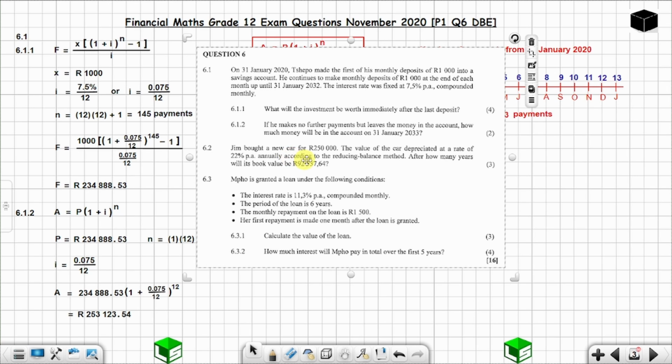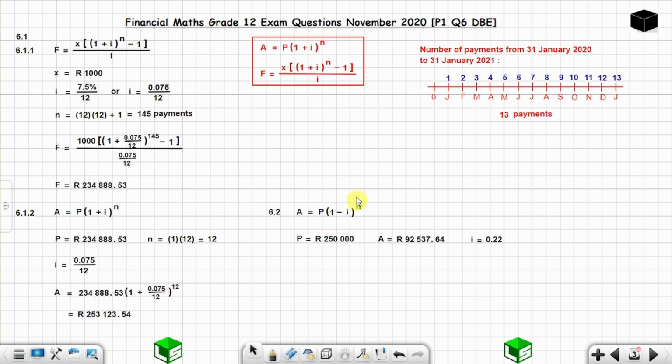Now let me close this. The question is, after how many years will its book value be this? You have to find n. So you have A, you have P, and you have I. I is annually, so divided by 1, you're still going to have this. So let's plug everything in there and get n.